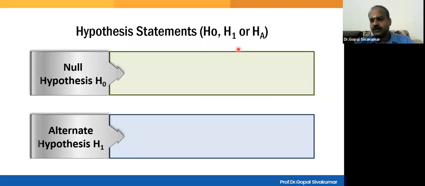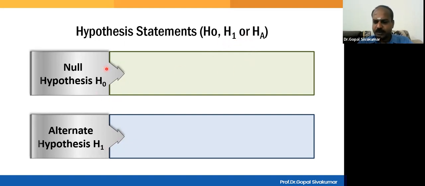So in order to understand hypothesis testing, you must understand these two terminologies: null hypothesis and alternate hypothesis. Basically, a hypothesis means a statement, and this statement can be of two types. One is null hypothesis, another one is alternate hypothesis. The null hypothesis is generally represented using the symbol H naught, and the alternate hypothesis is generally represented using the symbol H1 or HA. So these are the notations.